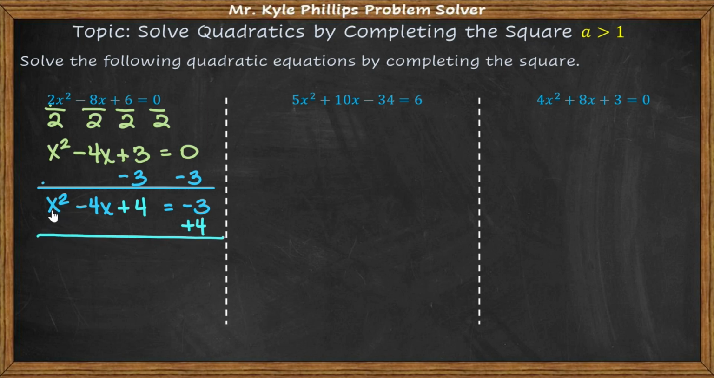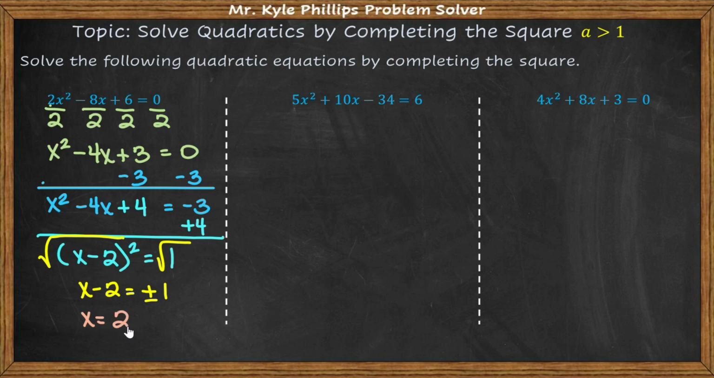And now we need to factor our perfect square trinomial. So what are the two factors of 4 that I can add and get negative 4? And that would be minus 2. So here I have x minus 2 quantity squared equals 1. And now I can solve using the square root method. So now I have x minus 2 equals plus or minus 1. Now I can add 2 to either side. And my solutions here are going to be 2 plus 1 and 2 minus 1.